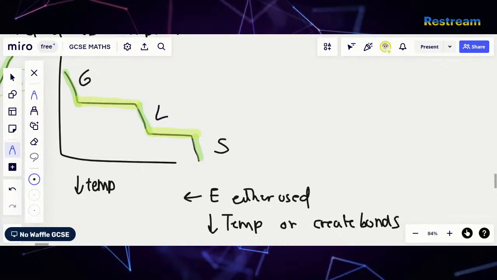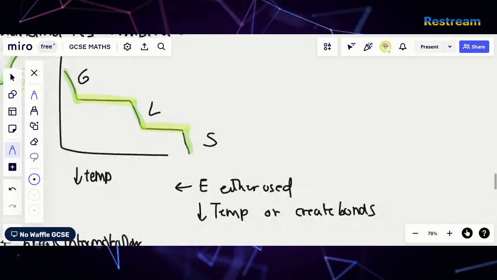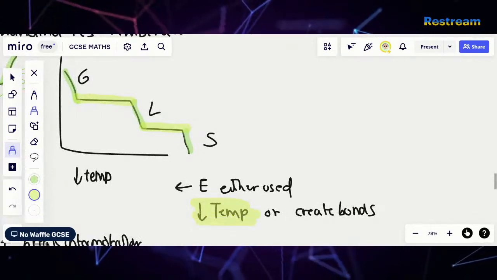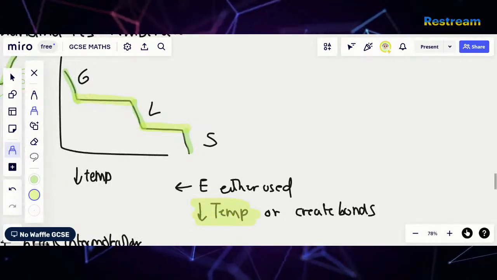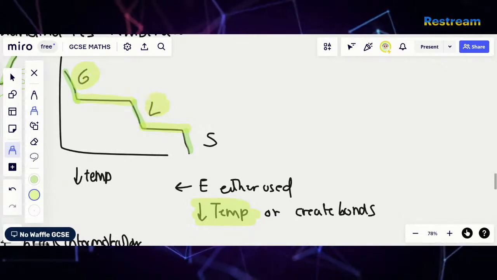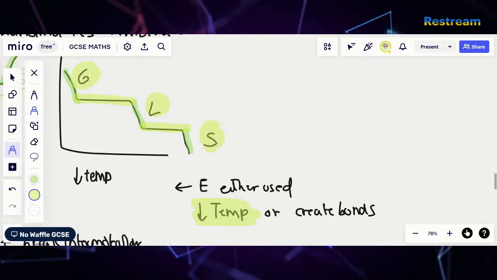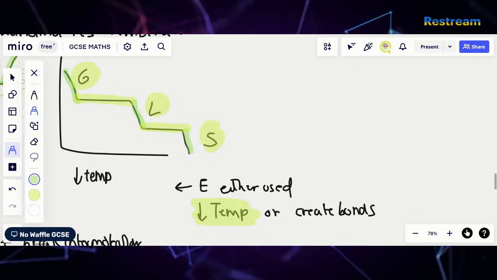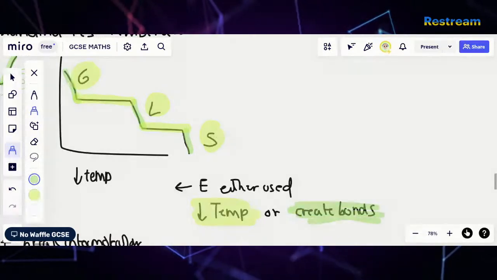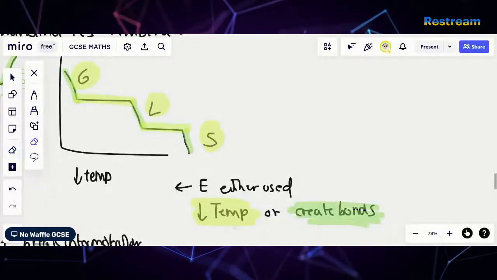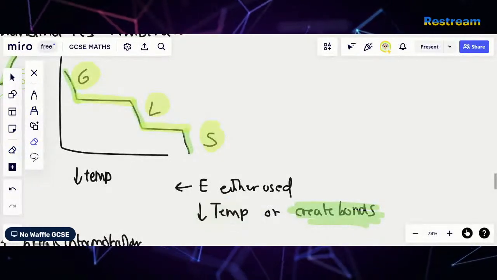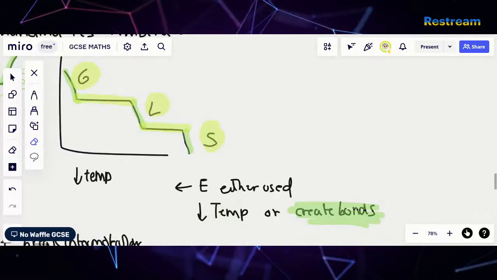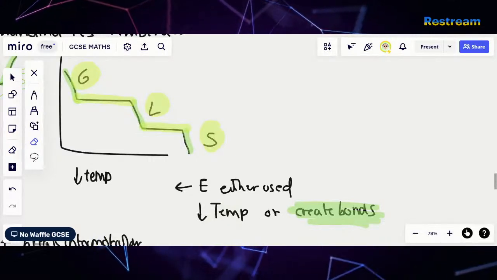Now, when energy is being used to increase or decrease the temperature, you will see at this point gas, at this point liquid, at this point solid. But then at the straight points where the temperature does not change, the energy is being used to create bonds, and the temperature does not change. Hopefully this makes sense. If it doesn't, feel free to put it into the chat. And that's all you need to know about specific latent heat.